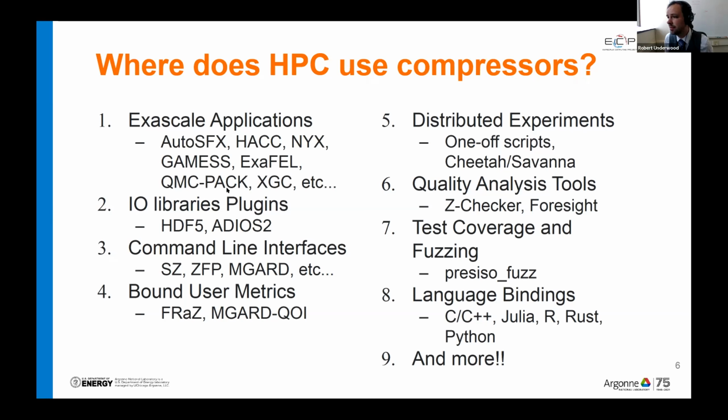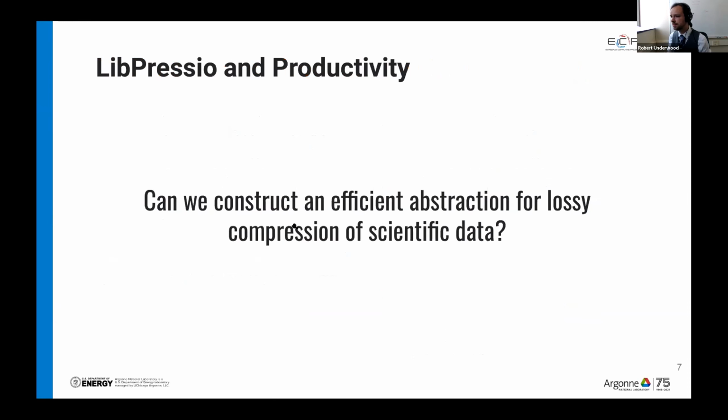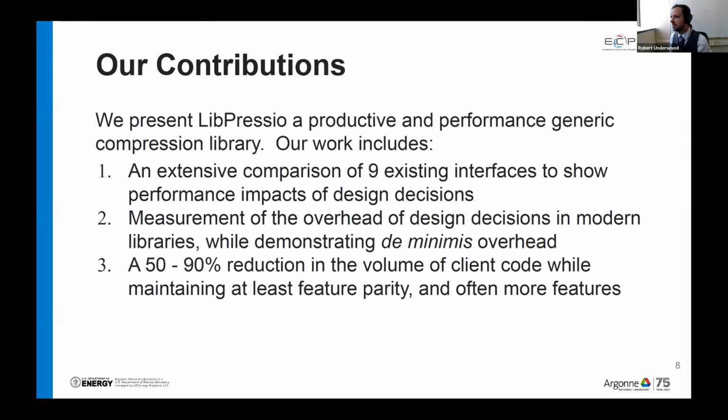So the question we have is, can we solve some of these problems at a higher level of abstraction? That way we can write all of these tools in terms of generic interfaces, and then as new compression techniques and implementations come along, we can solve these same kind of problems once and then reuse the solutions at a higher level. Next slide. So the question we're going to be looking at today is, can we construct an efficient abstraction for lossy compression of scientific data? And spoiler alert, yes.